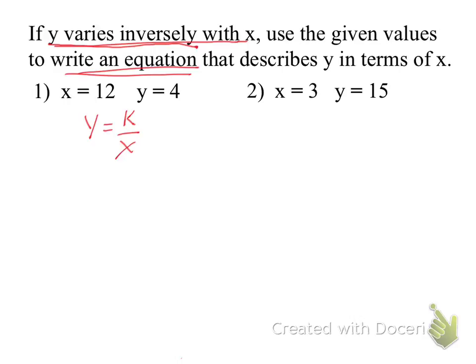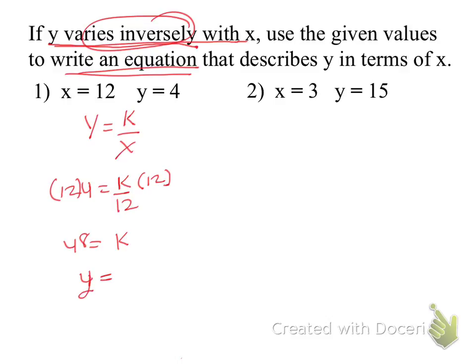Okay, so first you need to find k. So you would do 4 is equal to k over 12, then you multiply both sides by 12. Then you get k is equal to 48, and y is equal to 48 over x. Because it says inversely, y equals 48 over x. If it said directly, then we would write y equals 48x. Does that make sense? Okay, am I done? Do I have to input anything? There's no more data to input. Okay, pause the recording and you guys do number 2.